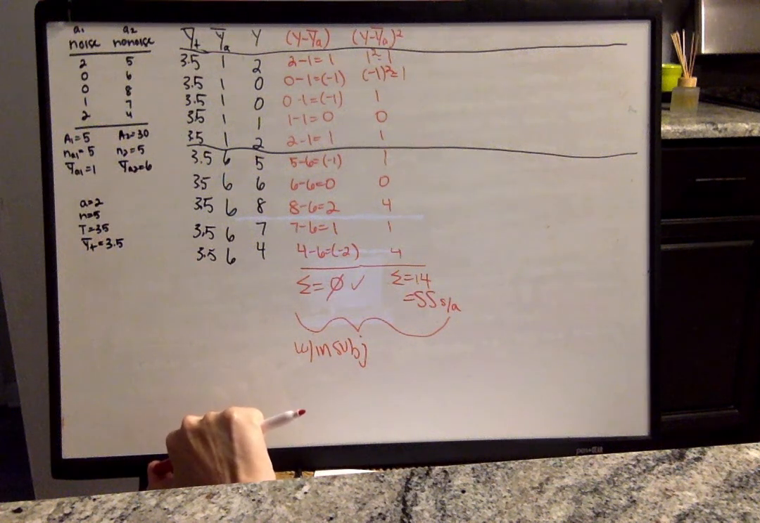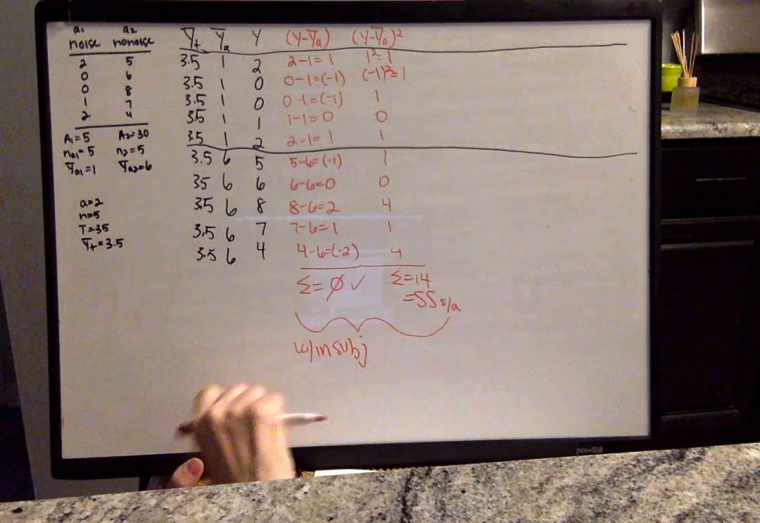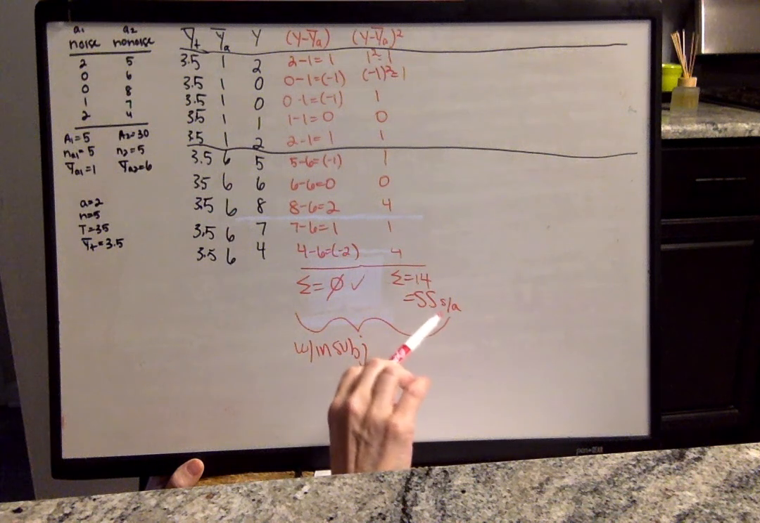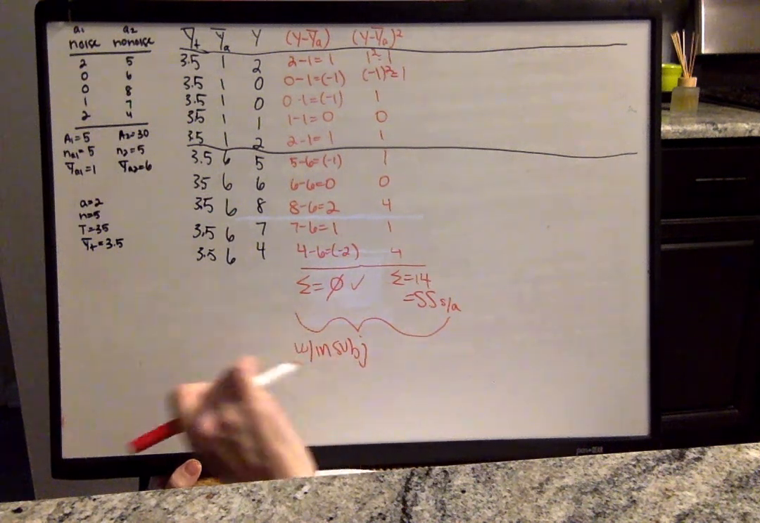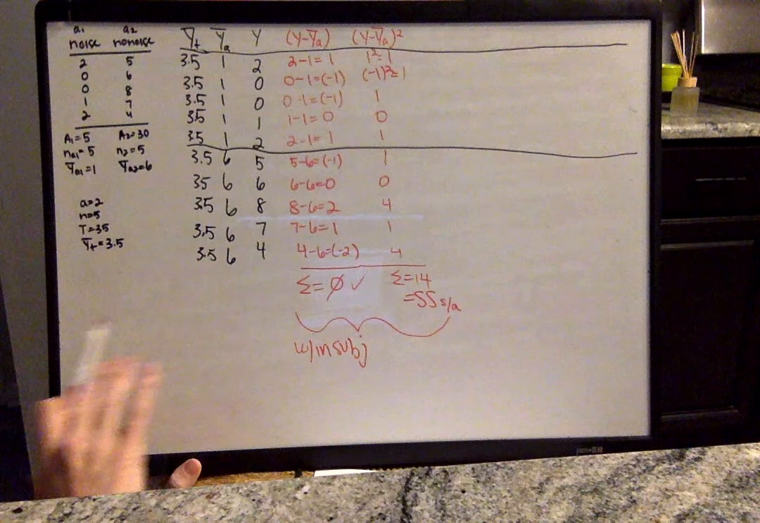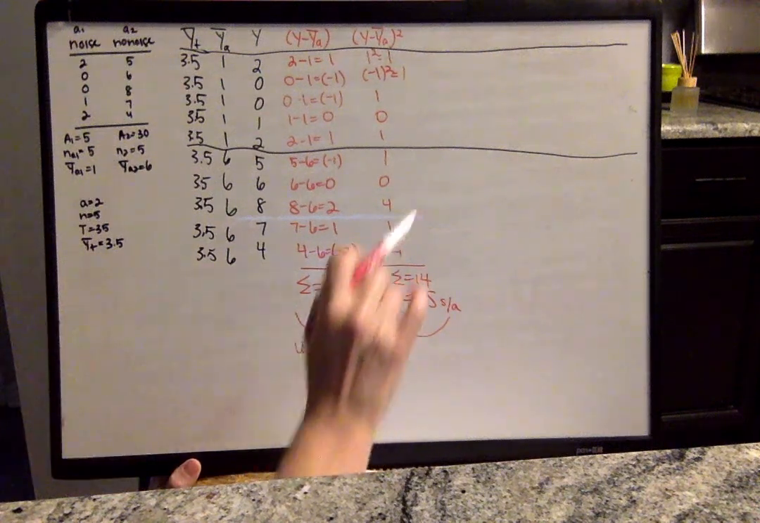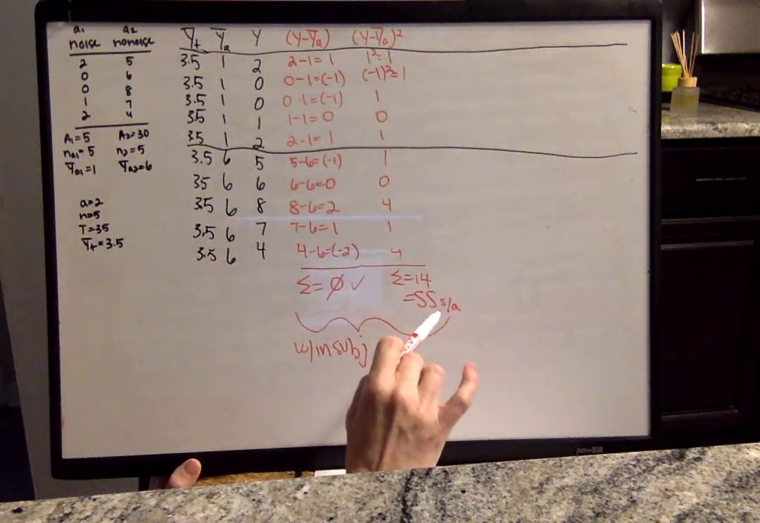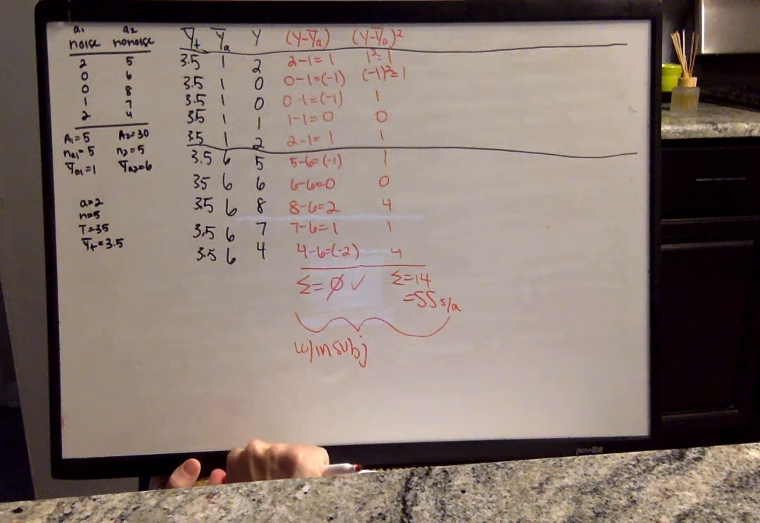Don't get too caught up in the notation. Don't worry about what this S over A business is. We're going to be practicing. This is just the first time I'm introducing it. So what we have here is our sum of squares, S over A.